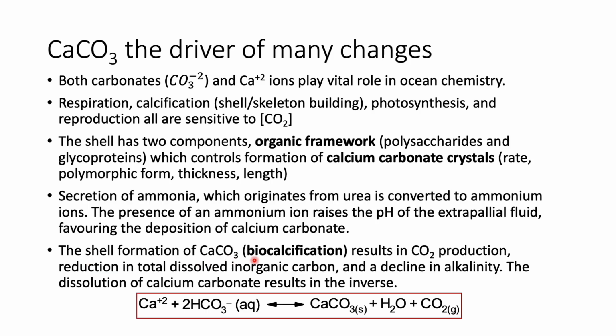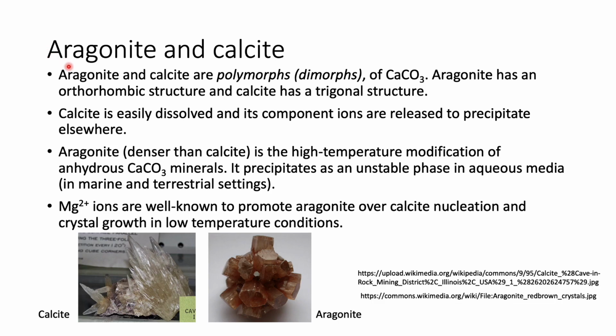The shell formation, which is called biocalcification, results in CO2 production, a reduction in total dissolved inorganic carbon, and a decline in alkalinity. The dissolution of calcium carbonate results in the inverse of this. So that is what the forward process is. The biocalcification is the one we are actually looking for, that means formation of calcium carbonate. But when the carbon dioxide increases, the calcium carbonate actually gets converted to Ca2 plus ion and bicarbonate ion. The reverse reaction actually takes place. We have seen two major species, one is aragonite and the other calcite.